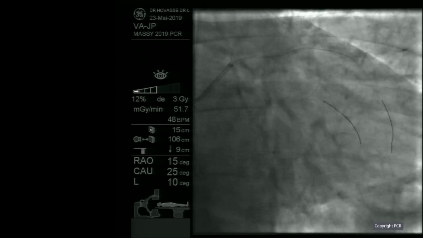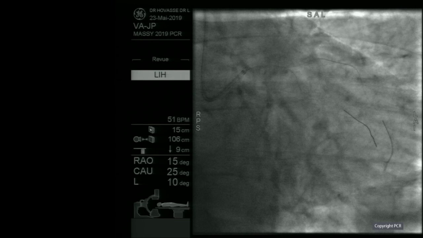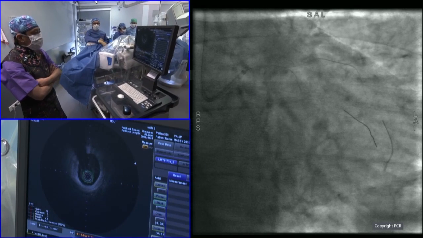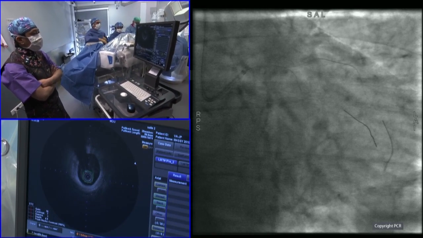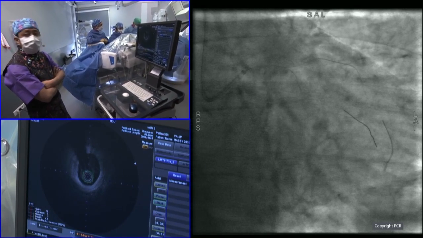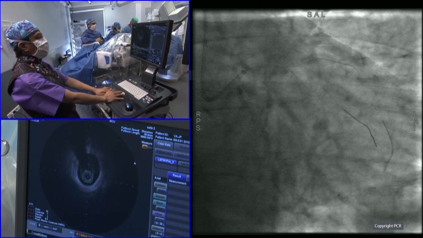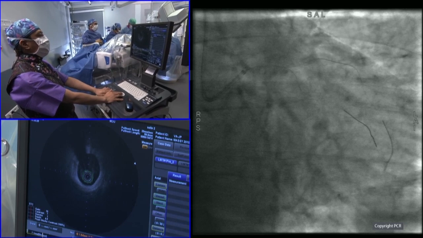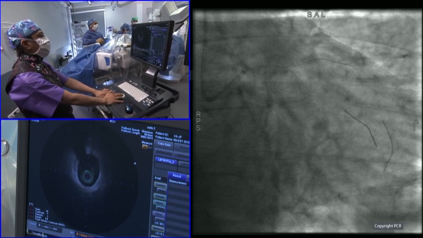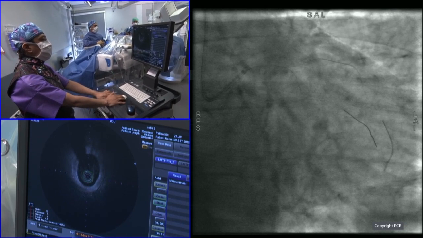So I think two wires are in this case very useful, whatever the strategy you choose. So Thomas, your message is that even if you avoid the bifurcation, you will put the wire in the side branch. Well, I think it's a very important message because in many cases when you try to avoid the bifurcation, you regret having done that. And in this particular case, we'll check by OFDI how is the anatomy of this patient.